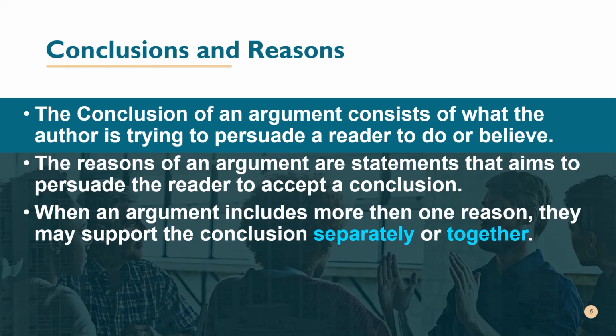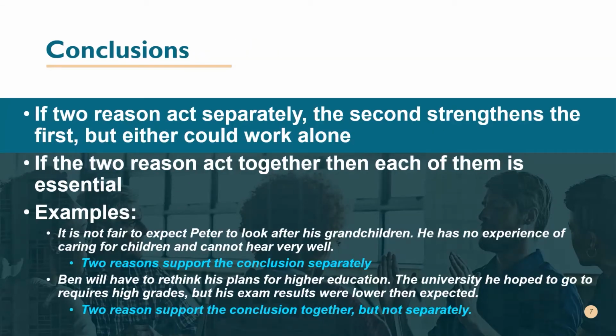Now, this is what we call combined reasons. So, if two reasons act separately, the second strengthens the first, but either could work alone. So essentially, if you eliminate one of the reasons, you could still understand the argument. For example, it is not fair to expect Peter to look after his grandchildren. He has no experience of caring for children and cannot hear very well.